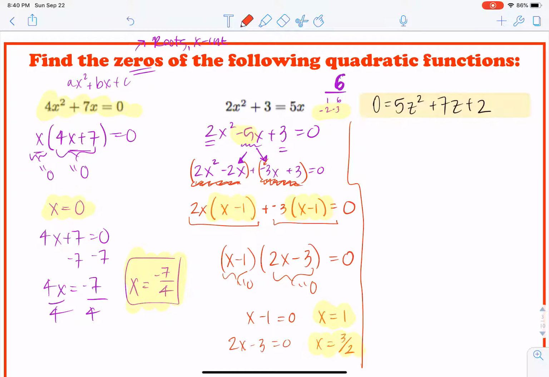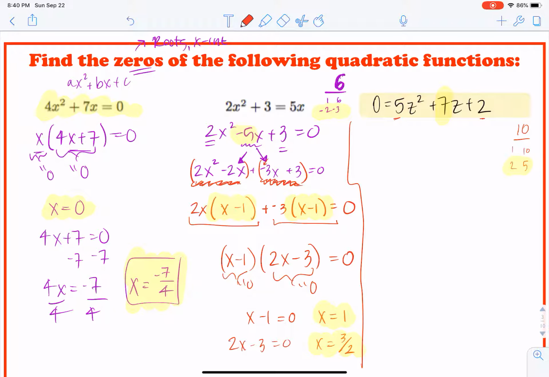0 is equal to 5z squared plus 7z plus 2. And I'll go ahead and solve this by factoring, and specifically factoring by grouping. So I will multiply my a and my c together, and that gives me 10. Thinking of values that multiply to give me 10, I have 1 and 10, and I have 2 and 5. And it looks like 2 and 5 will be the pieces that add up to this 7 right here.